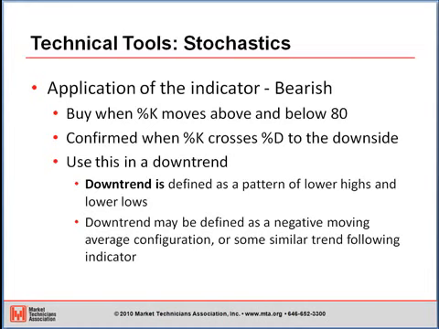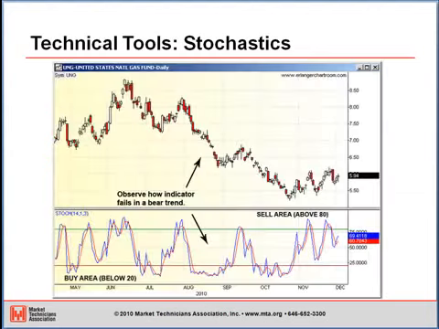That is concerned when percent K crosses percent D to the downside, and we'll use this in a downtrend. A downtrend is defined as a pattern of lower highs and lower lows. A downtrend also may be defined as a negative moving average configuration or some other trend following indicator that you're used to. We're going to show you how the indicator fails in a bear trend.